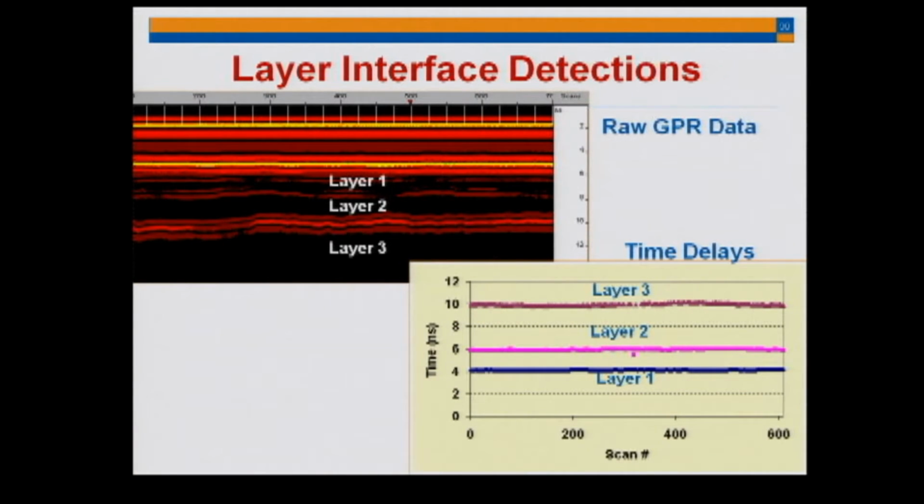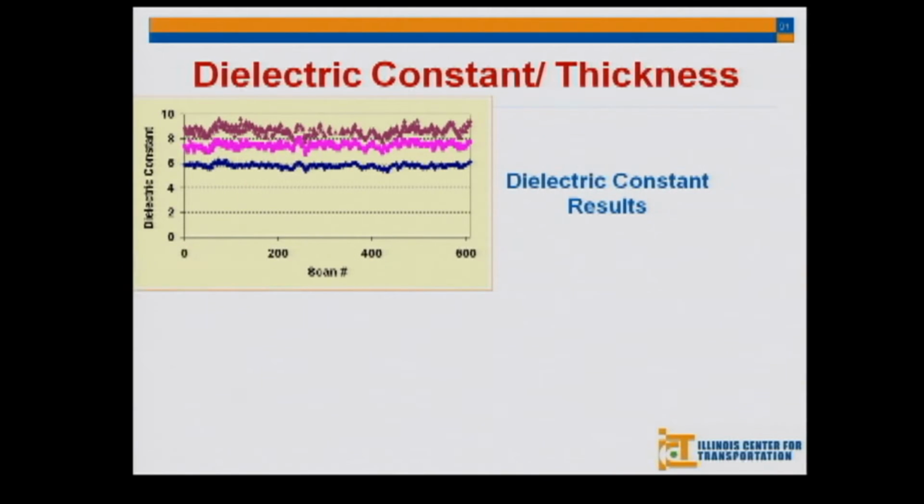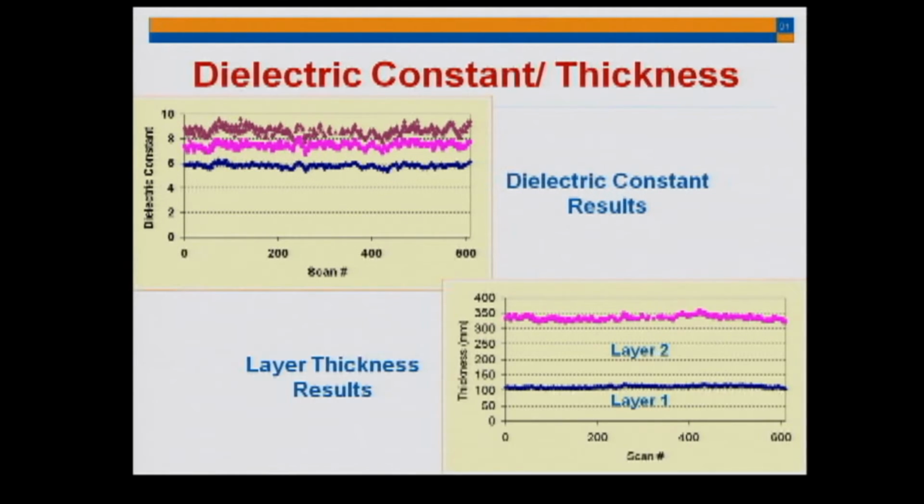If I look at this from the time domain point of view, I can now define them as different layers. If I use the approach that I just presented, I can calculate the dielectric constant. If I calculate the dielectric constant for the 3 different materials, I can then simply come up with the thickness for the pavements.